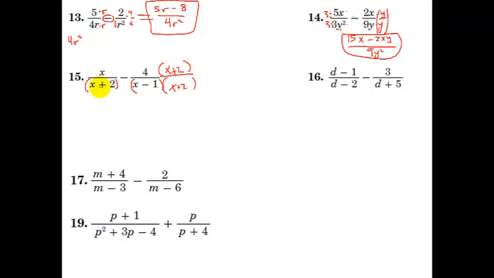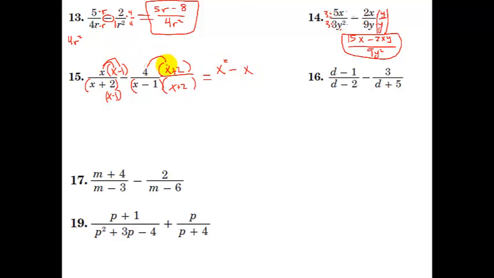This one has the x plus 2, it's missing the x minus 1. So we put in the x minus 1, put in the x minus 1. Okay, so now multiplying the top, we've got to distribute here. We got x squared, x times negative 1 is negative x.